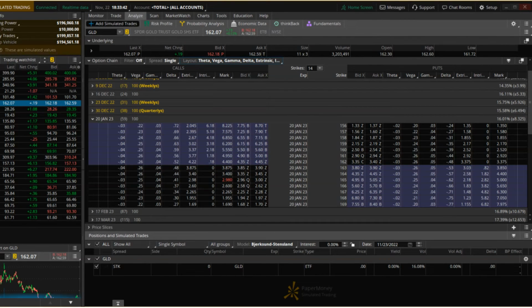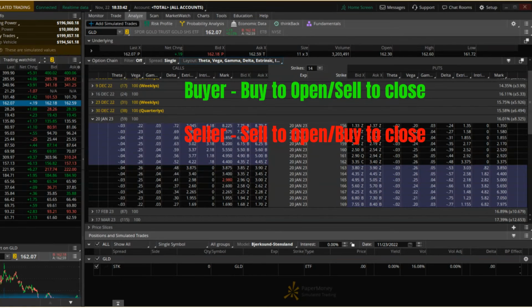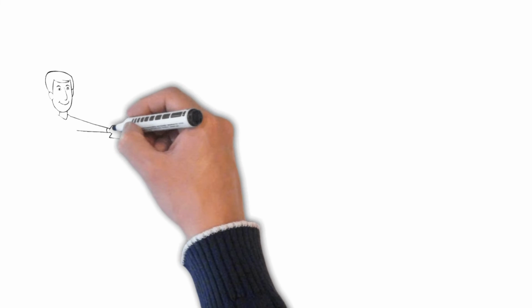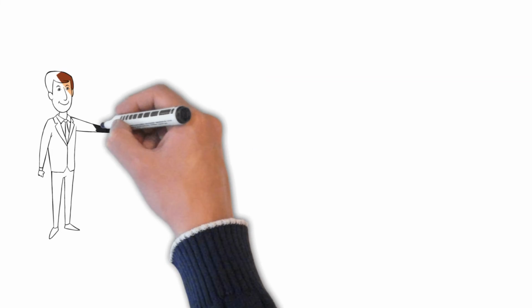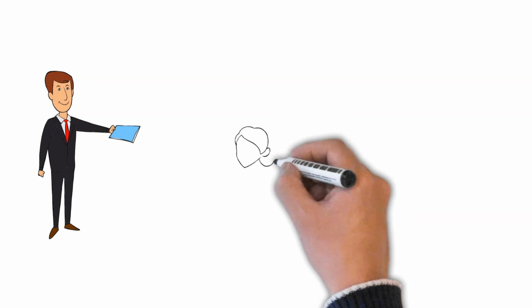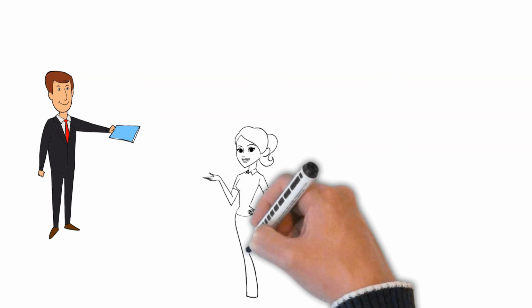To review, a buyer will buy to open a contract and sell to close. The seller of an option will sell to open a contract and buy to close. Regardless of the position you take as either a buyer or seller, when you place the order into the market and the order fills, the contract is open. When you close the contract and you send the order to the market to be filled, it will likely not be with the same person you initiated the contract with.